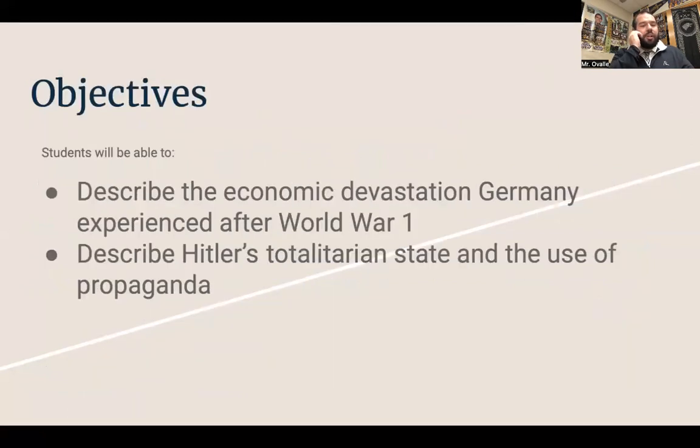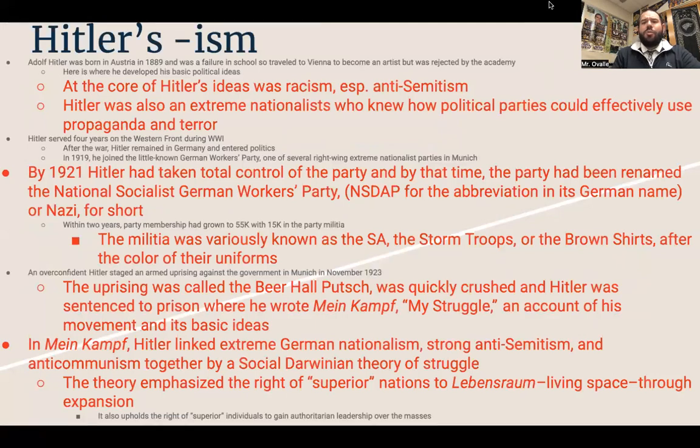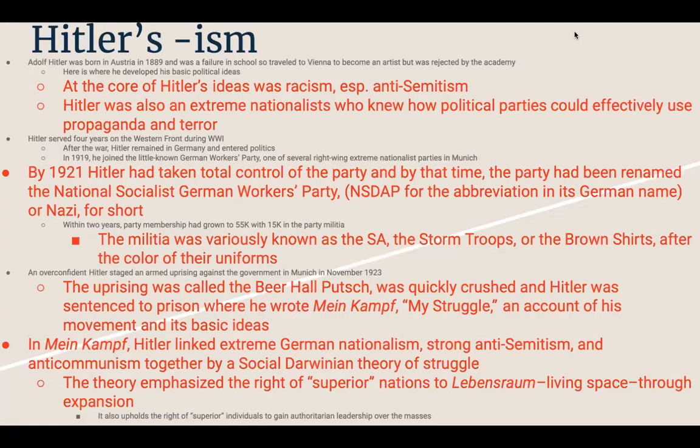Okay, so you're going to be able to describe the economic devastation Germany experienced after World War One, and describe Hitler's totalitarian state and the use of propaganda. Excuse me, propaganda. All right, Hitler's ism, because again, it's a reference to Nazism. However, it's also his form of fascism.